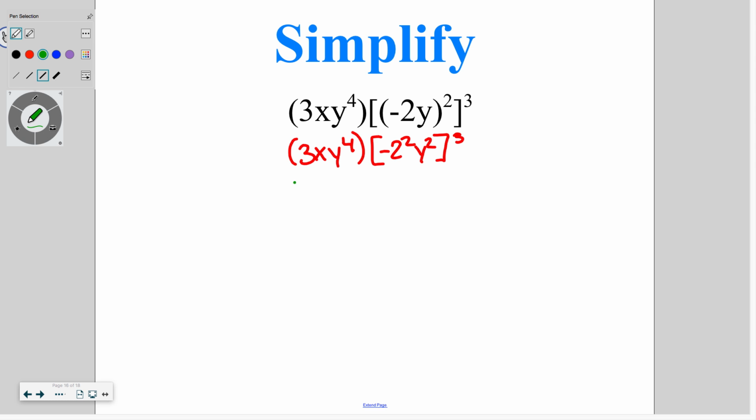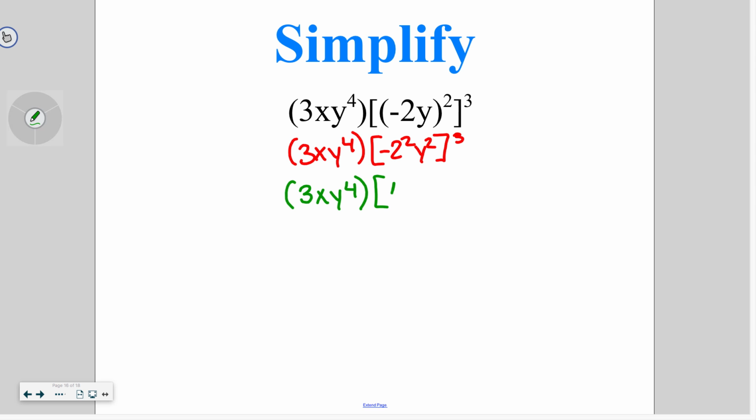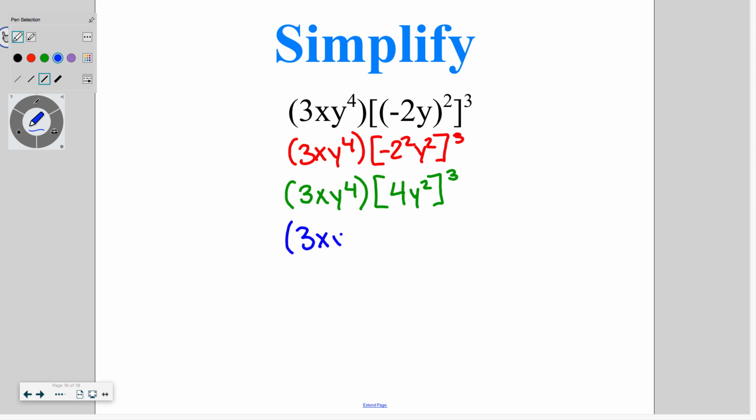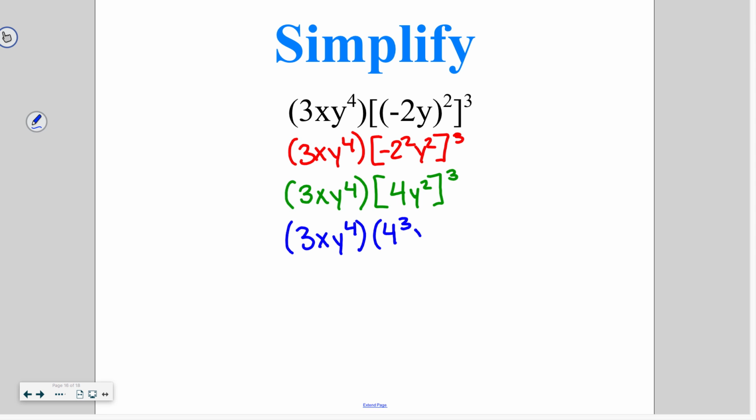So I'm going to go ahead and say that 3xy to the 4th is, when I simplify, 4y to the 2nd to the 3rd power. Then again, this second piece is still our more complex part because we still have a power on the outside. So I'm going to leave this first part again, 3xy to the 4th. And now I'm going to bring in my exponent. So I've got 4 to the 3rd and y to the 6th. Because I am doing a power of power, I've got 2 times 3, which is 6.